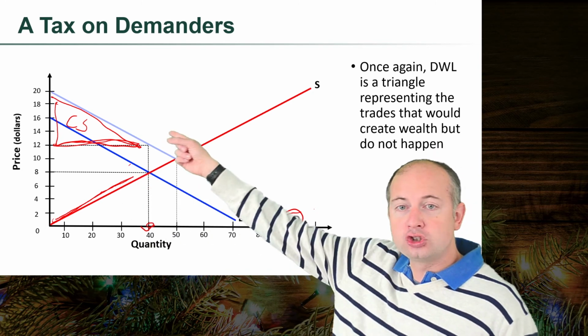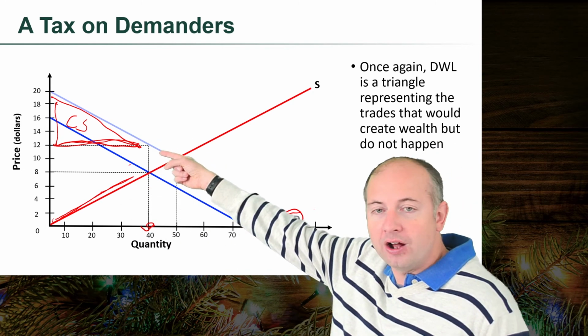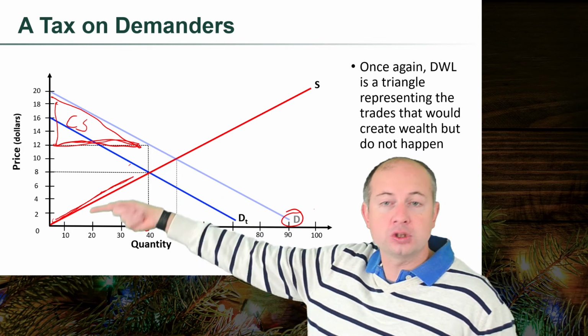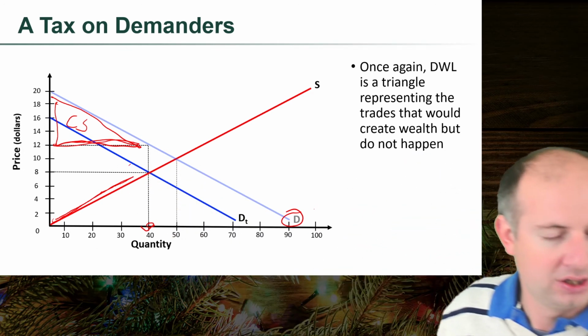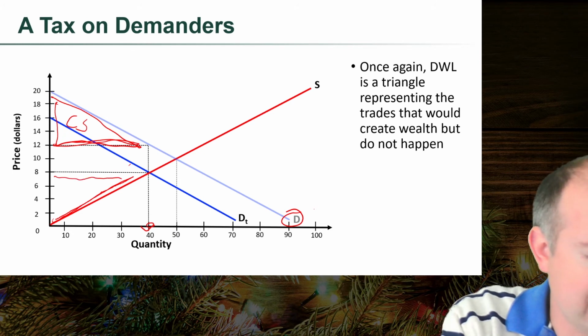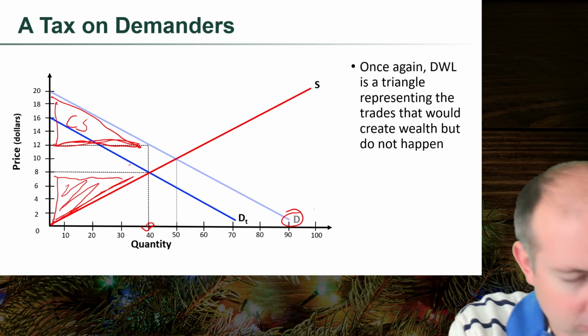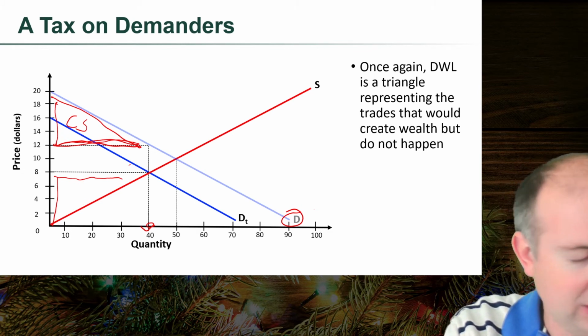So remember, the consumer is paying a total price of $12. The producer is only getting $8 of that. So as far as the producer is concerned, the price is $8. So everything below that $8 price and above the supply curve, right? That's right here. Okay, so what is that? That is producer surplus.